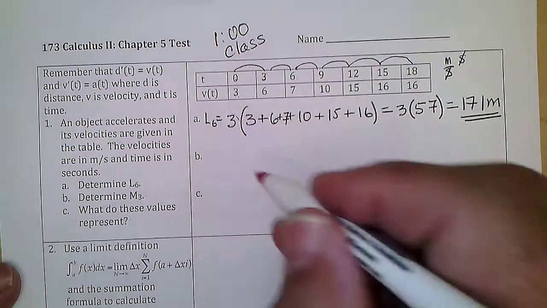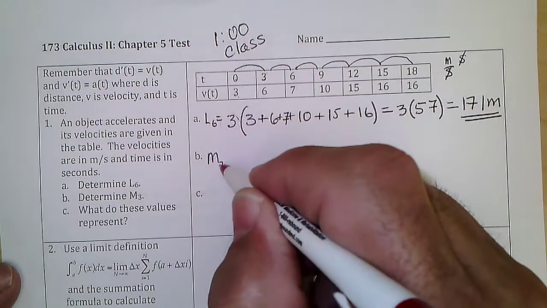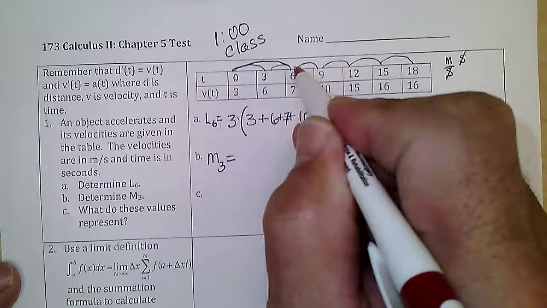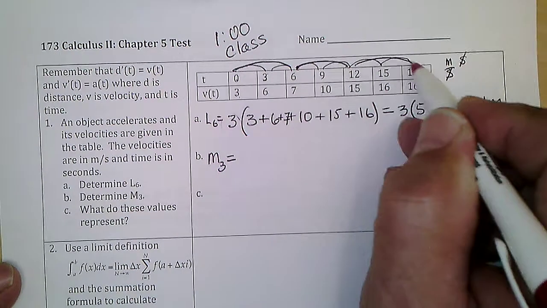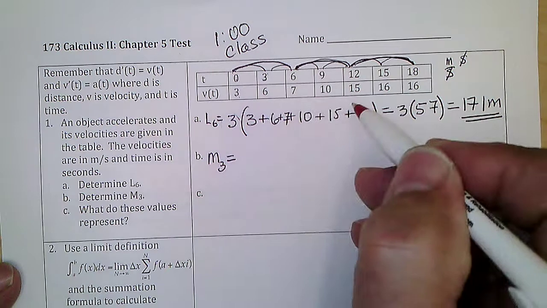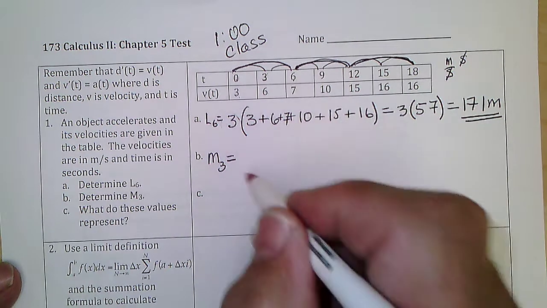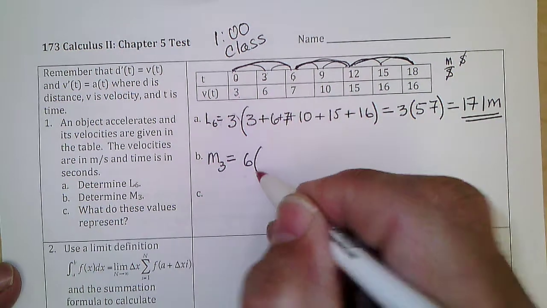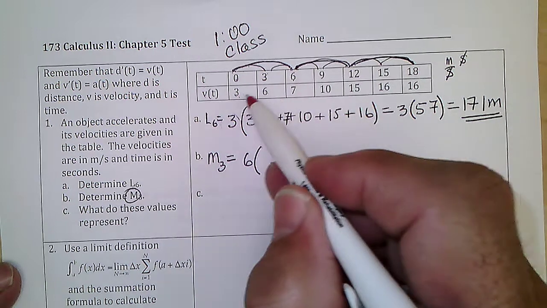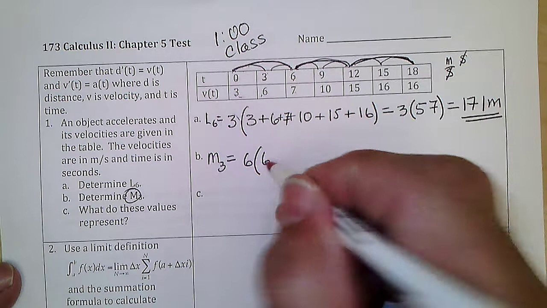If we do M3, we've got to break it into 3 groups. 1, 2, 3. 3 gaps. And each one is 6 wide. That's the width. And the height in the middle is 6 on the first one.